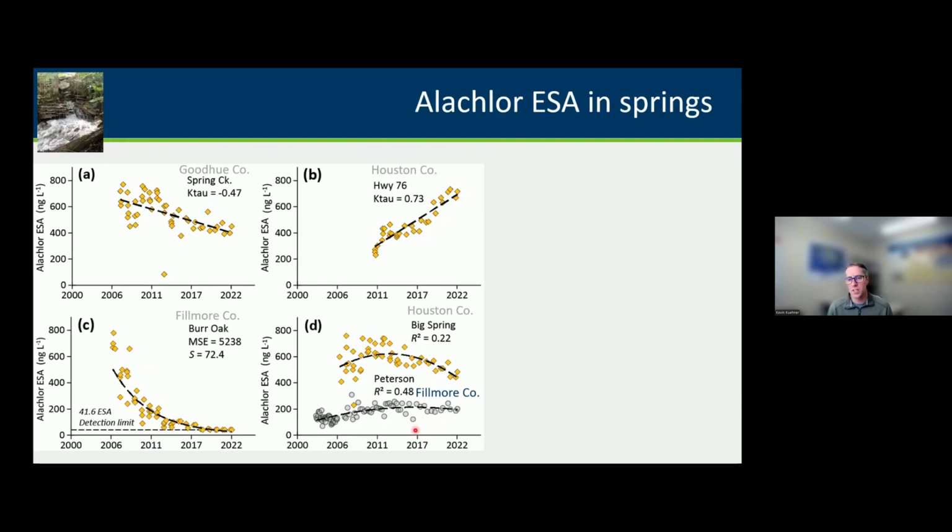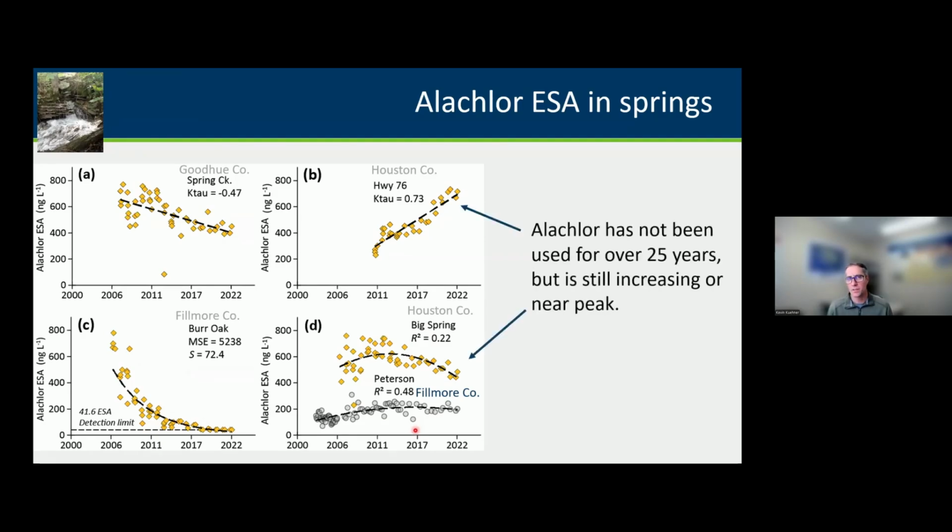And what's really interesting about these data is that we have not used alachlor for over 25 years. So this gives us a sense that this water, especially in these particular sites, Highway 76 and Big Spring and Peterson, is definitely much older than a few years, and it's much older than that.